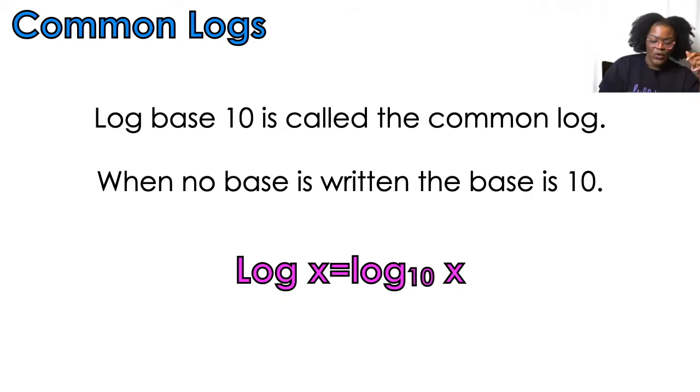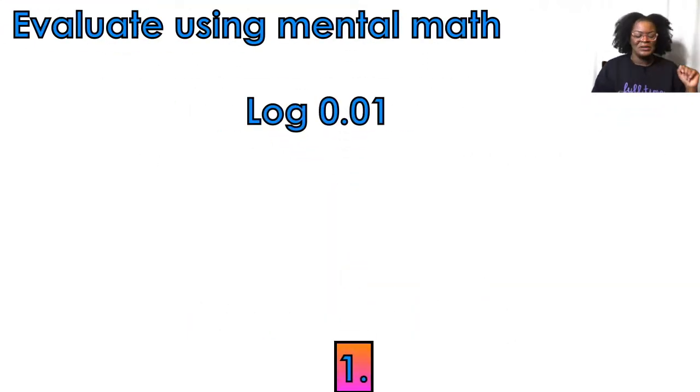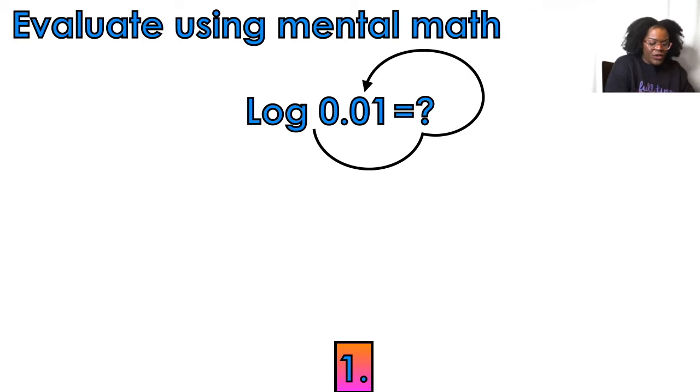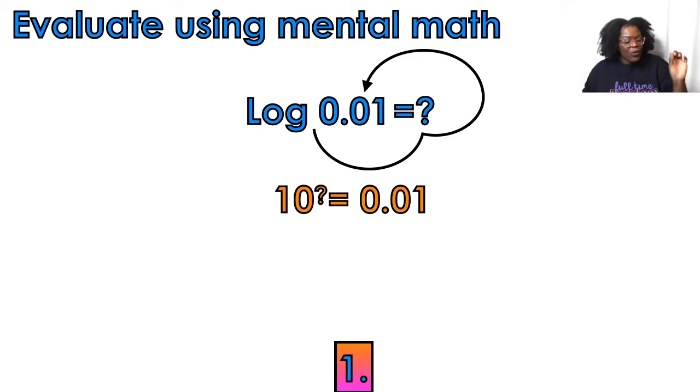Okay, so let's evaluate using mental math. Log base what? There's no number there, so what's the base? 10. Good job! Log base 10 of 0.01 equals what? Question mark, right? So here's where we use the loop-de-loop, my very technical term for changing something from a logarithm to an exponent, okay? So I'm going to write 10 to the power of what equals 0.01. Some of you, if you know how to read math, know that 0.01 is 1/100th.